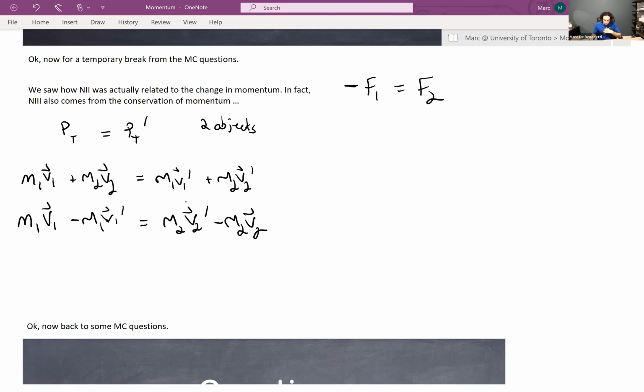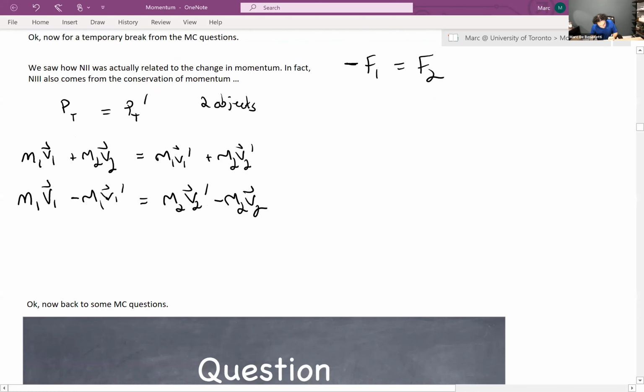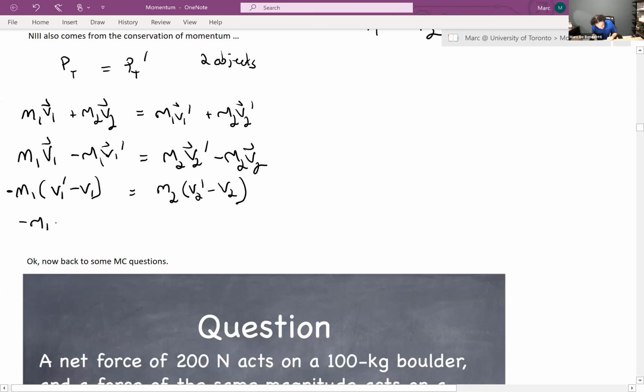Now everything with the subscript of 1 is on the left, everything with the subscript of 2 is on the right. We can go ahead and factor out an M1 from the left. So we're going to get V1 minus V1 prime. And we can factor out a negative M2 on the right-hand side. Actually, let's factor out a negative M1 on the left. That makes more sense. So this would be V1 prime minus V1. And V2 prime minus V2. And this is simply minus M1 delta V1 equals M2 delta V2. And we're almost there.